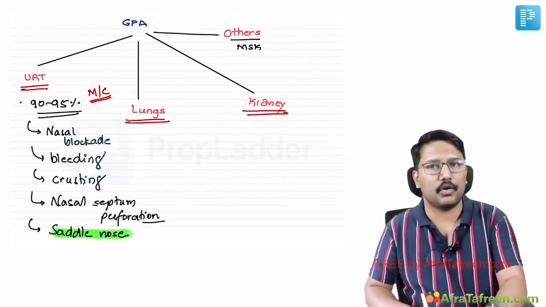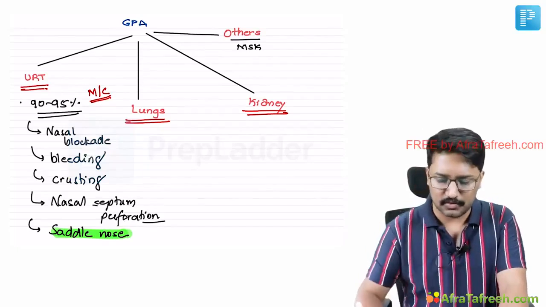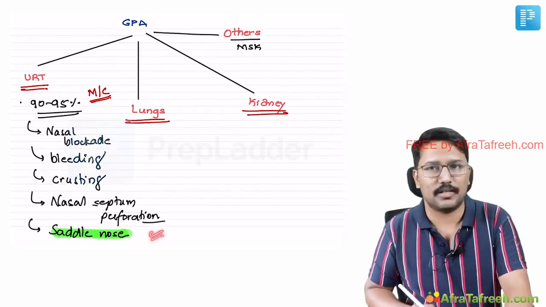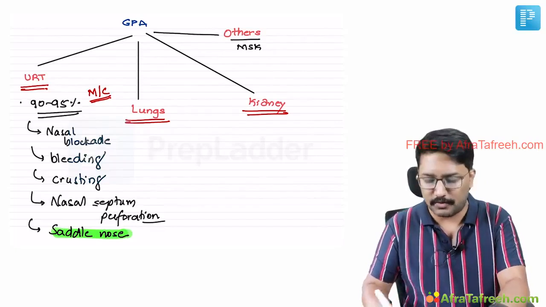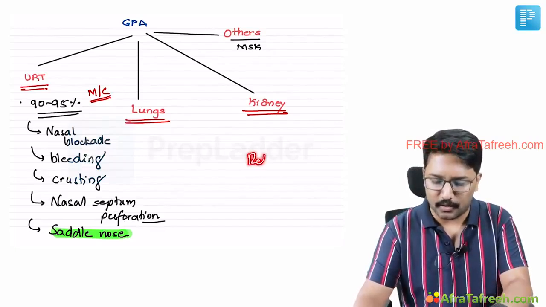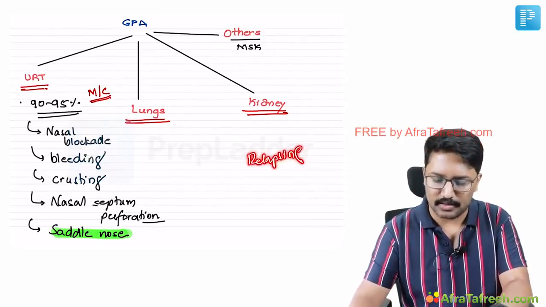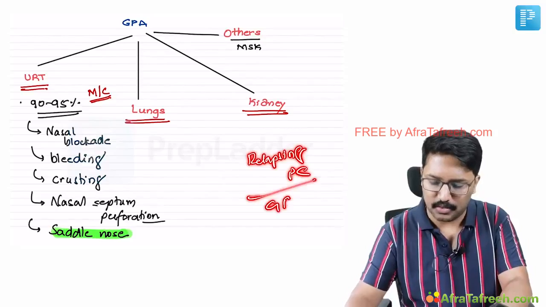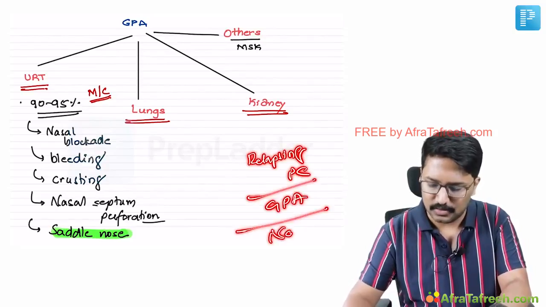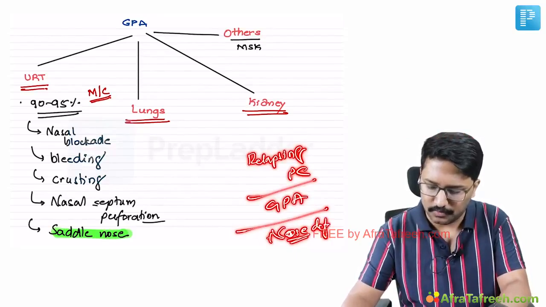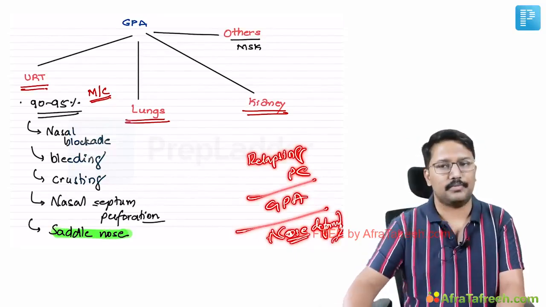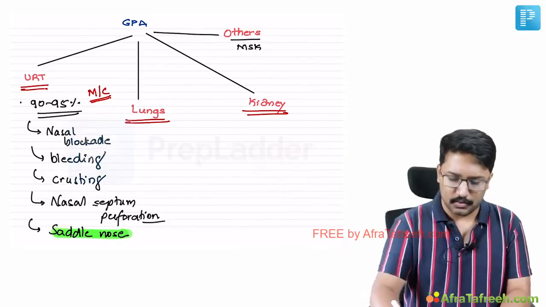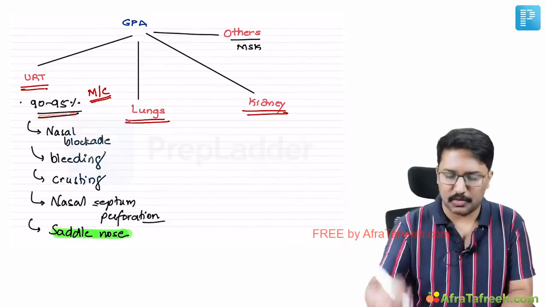Inside rheumatology, we talk about saddle nose when we talk about granulomatosis with polyangiitis. We talk about saddle nose deformity when we talk about relapsing polychondritis, right? Relapsing polychondritis and GPA are two conditions where we see nose deformity in the form of saddle nose deformity, right? Clear? Okay. So this is seen in around 90 to 95% of the patients.